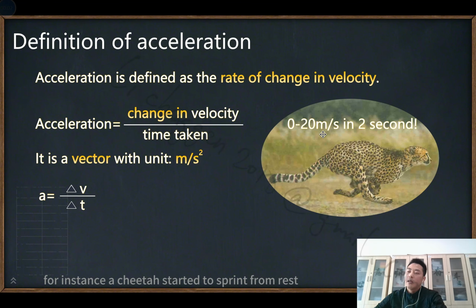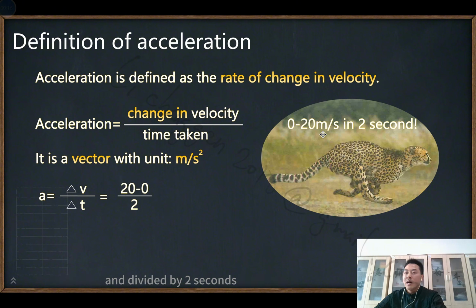For instance, a cheetah starts to sprint from rest, trying to catch its prey, and it can reach a velocity of 20 meters per second in 2 seconds. In this case, the change in velocity is 20 minus zero, and divided by 2 seconds, we get the acceleration of the cheetah is 10 meters per second squared.